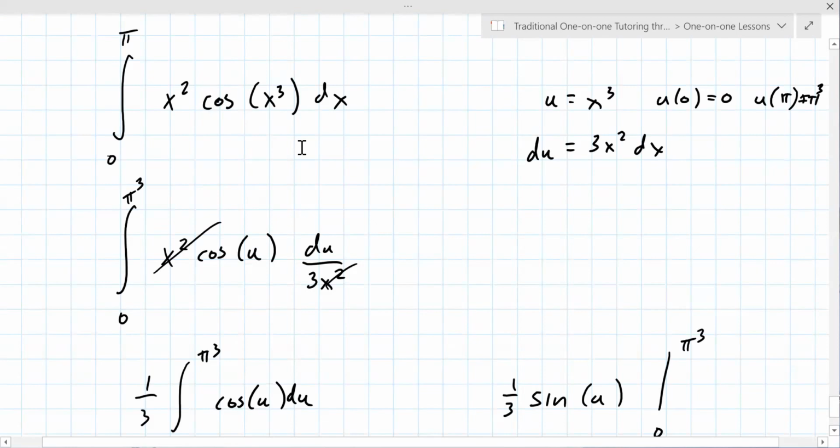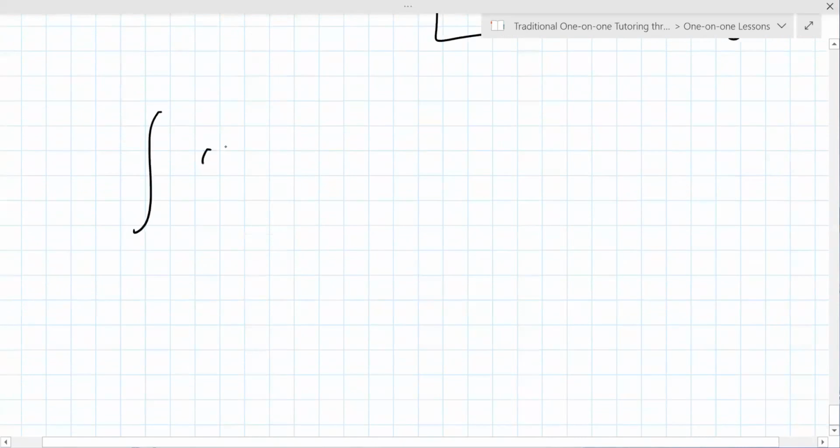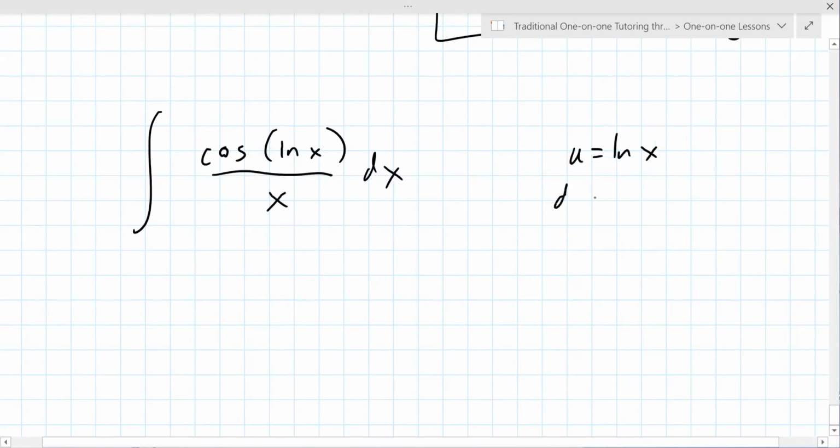You've gotta be careful, because if I had the integral of cosine of natural log of x over x, this is your classic problem. Your u is natural log of x, because du is 1 over x dx, which is already in there. And that's why it's so important that you try u-sub first.